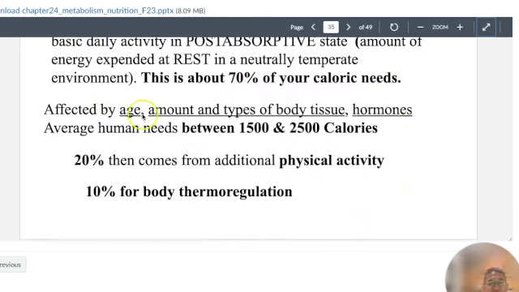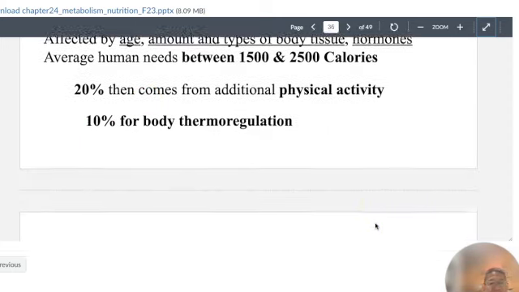Of course, this is affected by age, gender. The average human needs between 1,500 to 2,500 calories. 20% comes from additional physical activity. If you are a physical worker or laborer, you're going to need to eat more to maintain. And then 10% of this is used for thermal regulation.